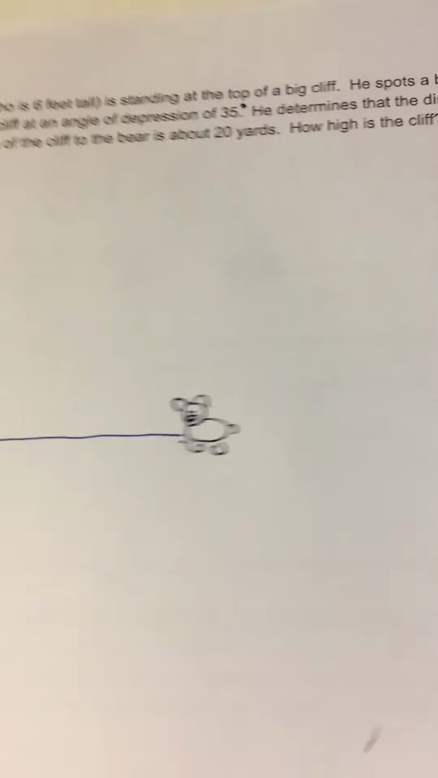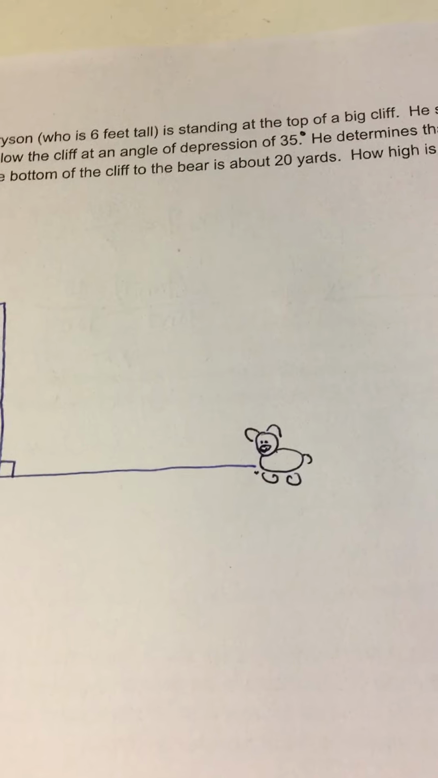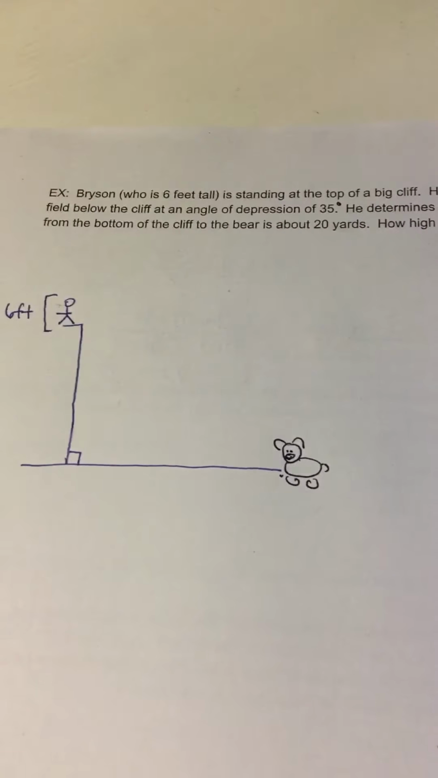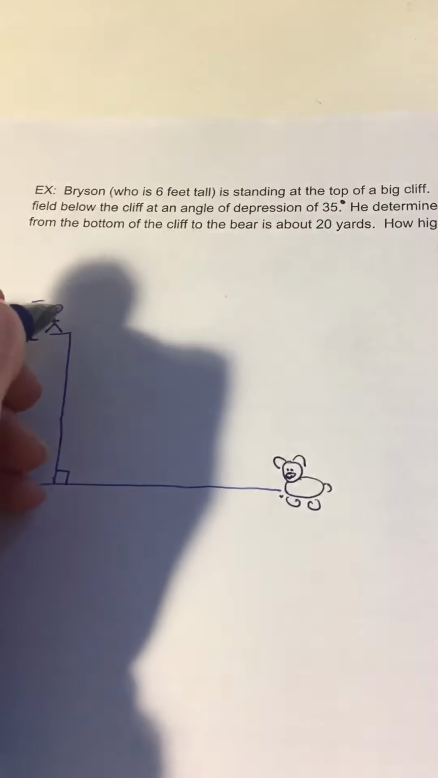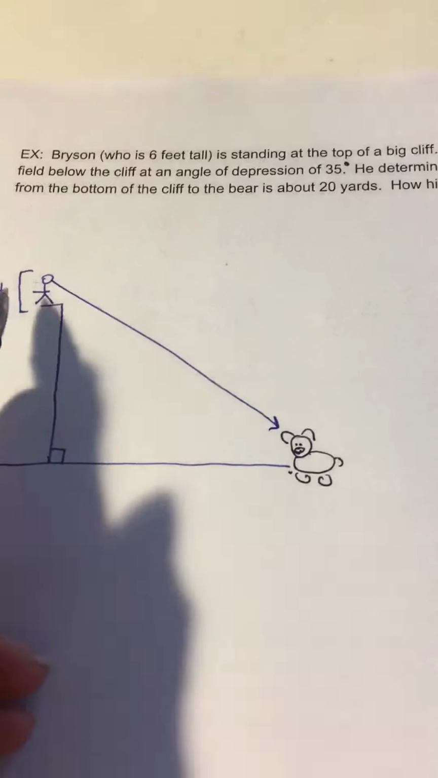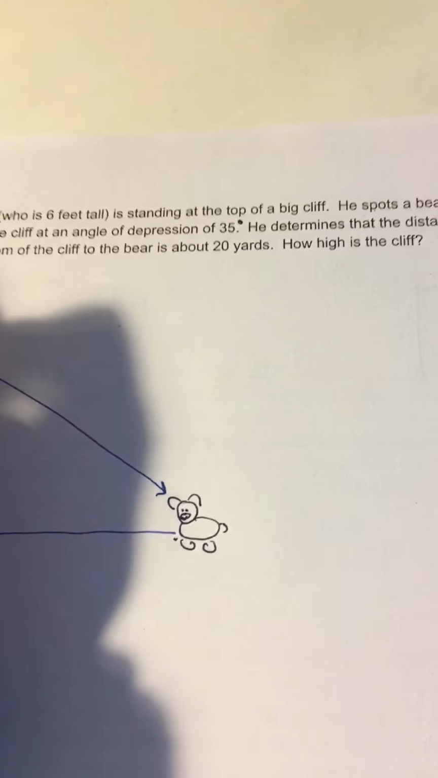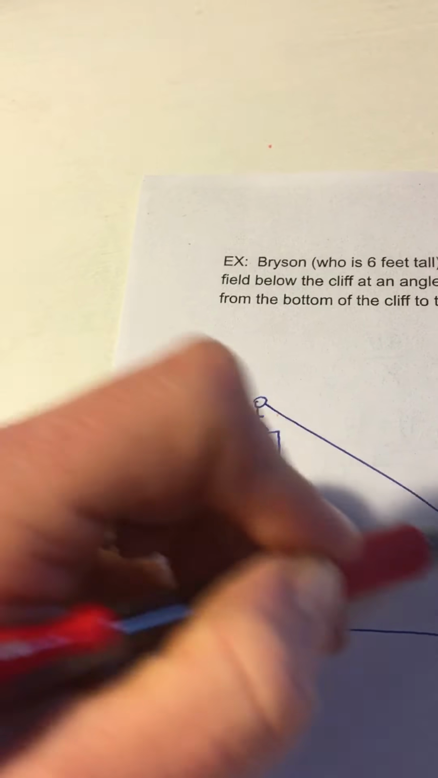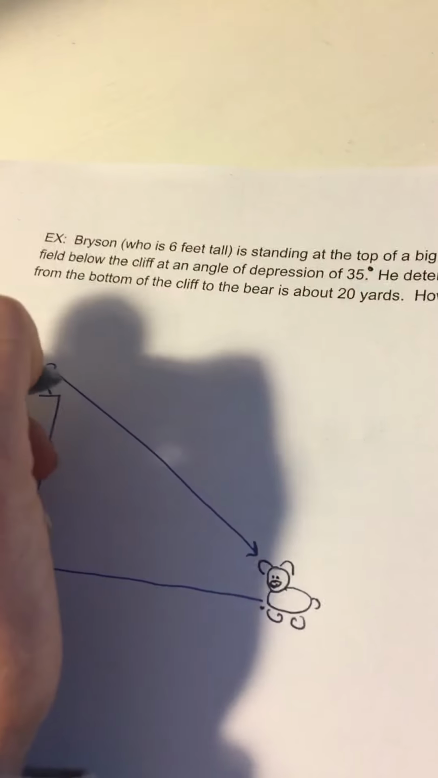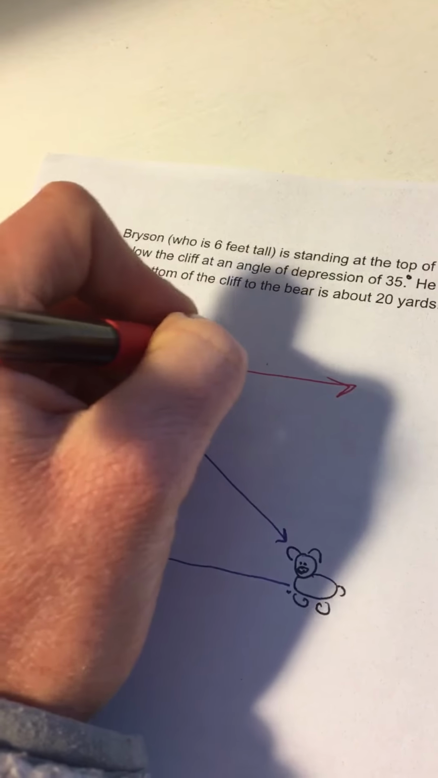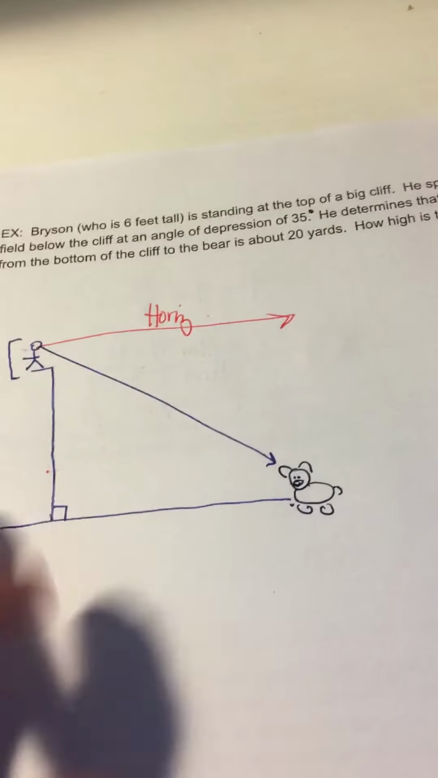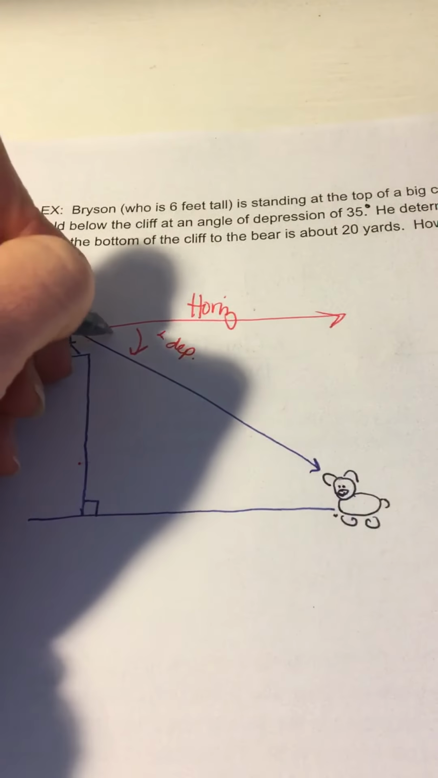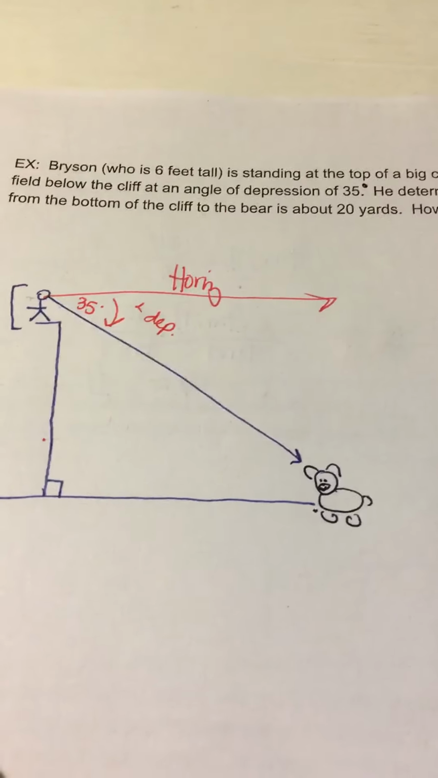Anyways, he spots his bear and it says at an angle of depression of 35 degrees. So he's up here. Here's his face. He's looking down at the bear. Now, remember when he's looking down, the angle of depression is not formed by the vertical and his line of sight. It's formed by the imaginary horizontal coming out of his eyes and the line of sight. So this is actually my angle of depression, and this is 35 degrees.